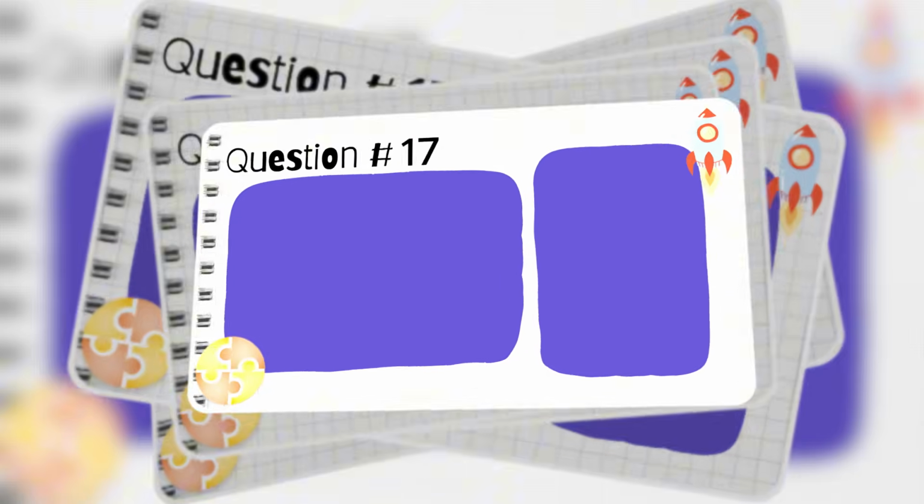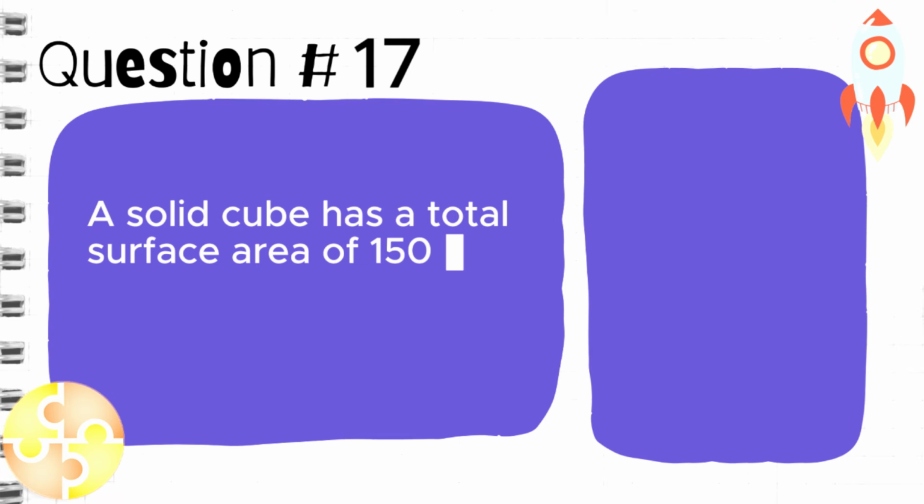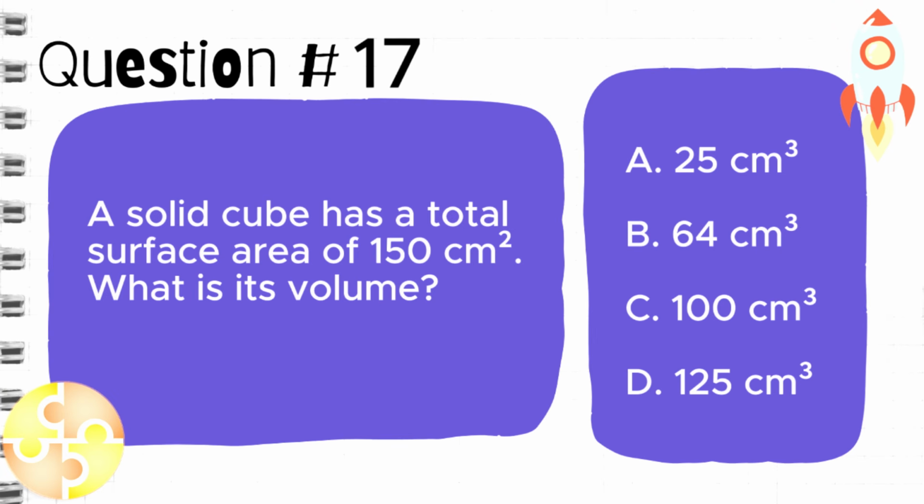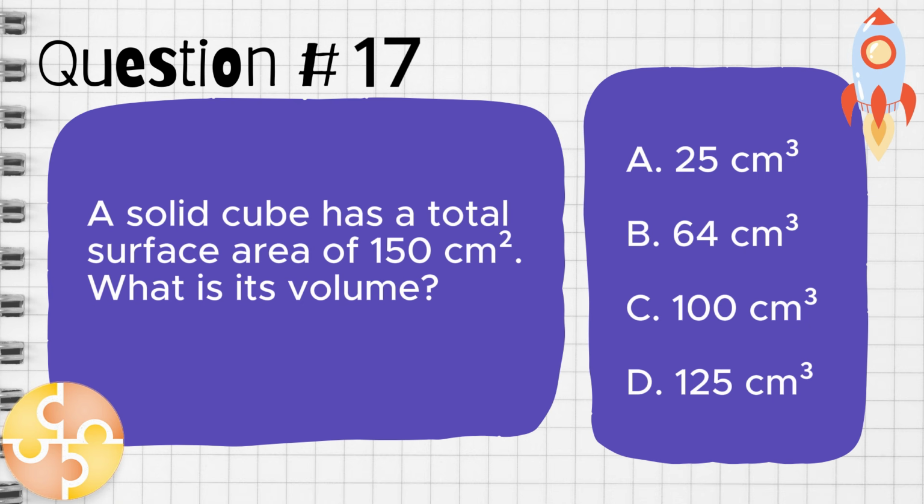Question number 17. A solid cube has a total surface area of 150 square centimeters. What is its volume? A. 25 cubic centimeters. B. 64 cubic centimeters. C. 100 cubic centimeters. D. 125 cubic centimeters.